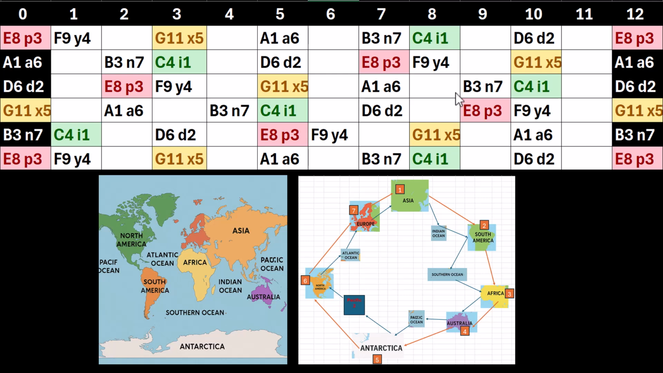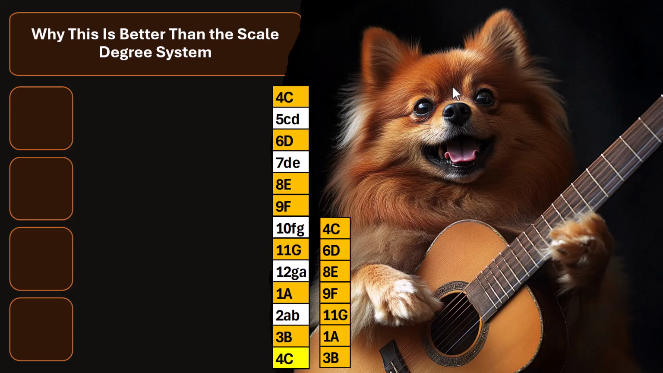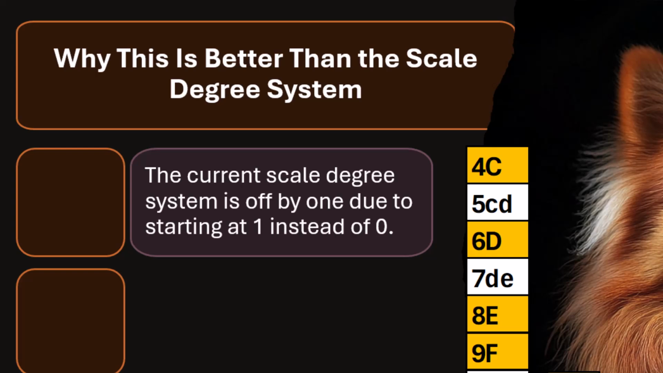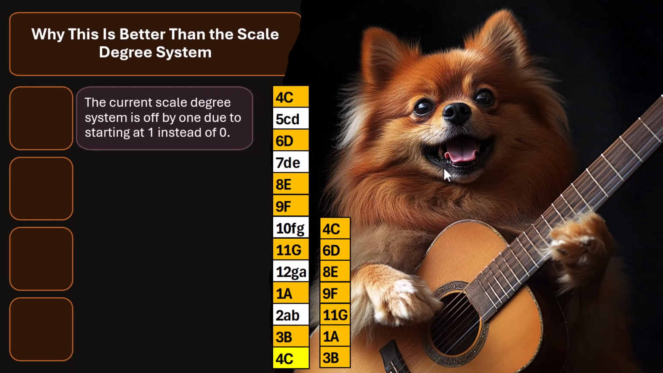I need to just say I'm going up in context, 2 notes up from the 7-note collection of notes that are in order. All right, why is it better than the scale degree system? So the current scale degree system is off by 1 due to starting at 1 instead of 0.